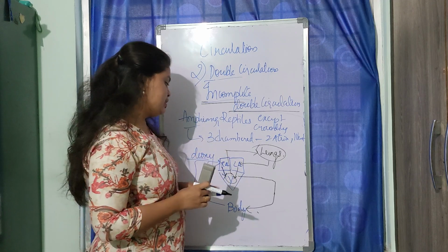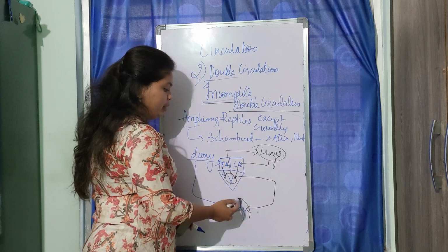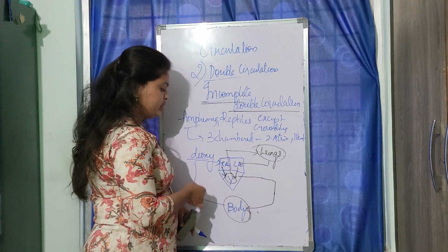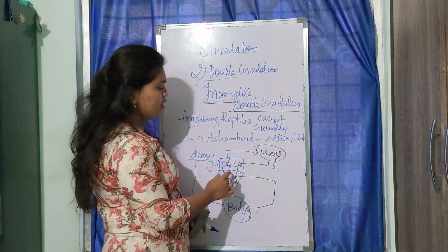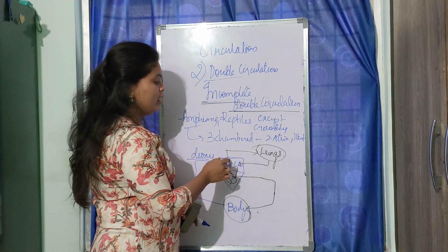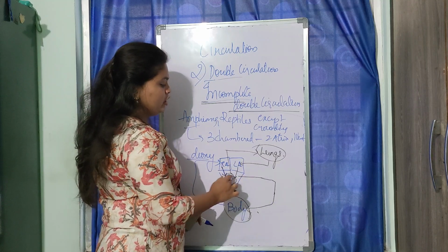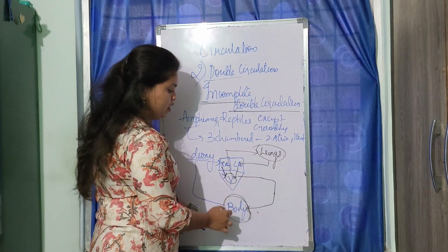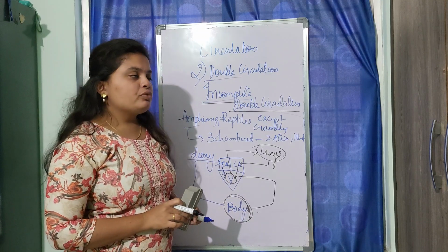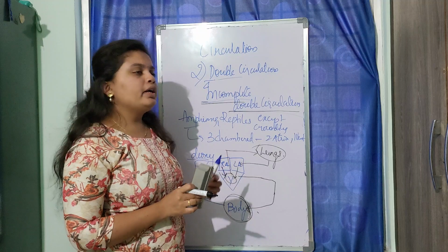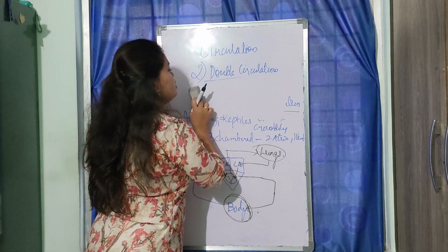I hope it is clear. So what all happened here? The body transported all the deoxygenated blood to right atrium. From right atrium it went to ventricle, from ventricle to lungs, and back to left atrium, and this ventricle pumps out all the blood back to the body. That's what happens in this type of circulation. I hope I have made incomplete double circulation clear. Now let's discuss about complete double circulation.